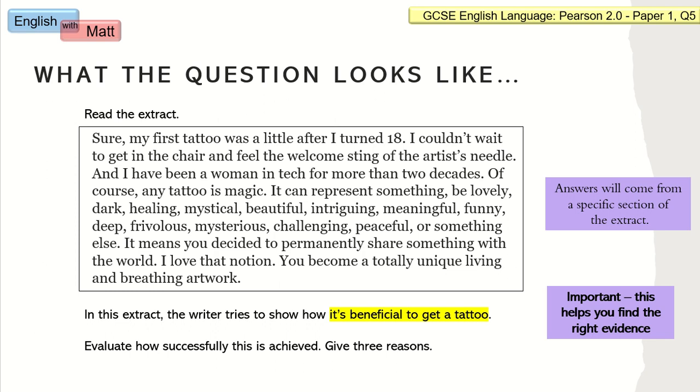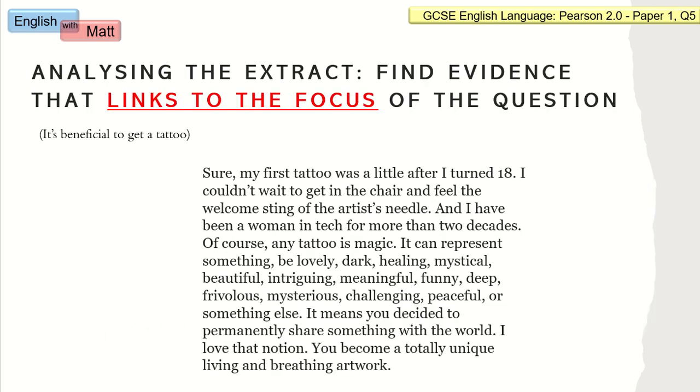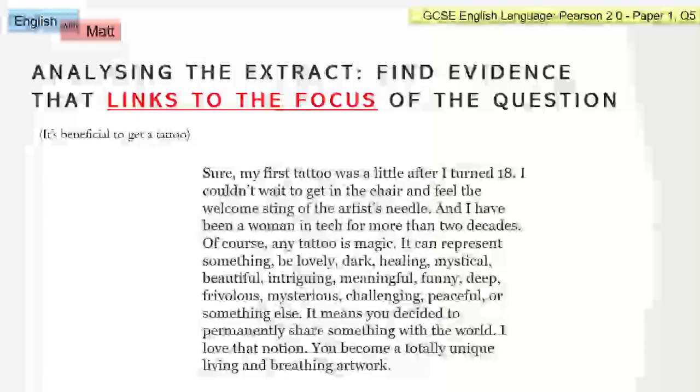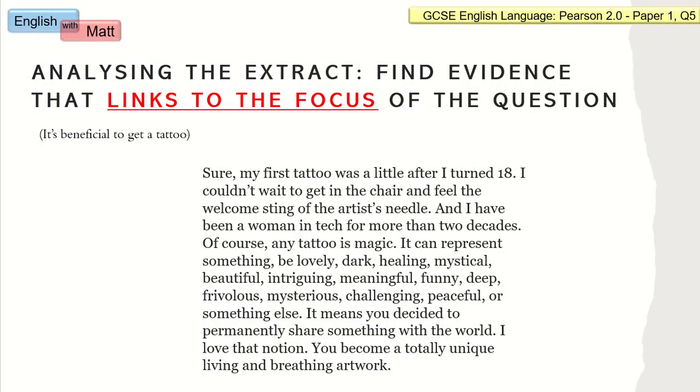Okay, so let's read through this extract, and then I want you to find 3 bits of evidence that prove that the writer does tell us that it's beneficial to get a tattoo.